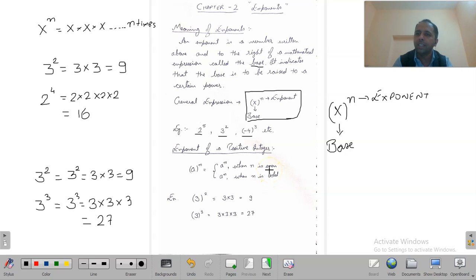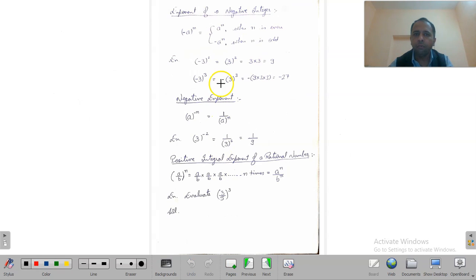Okay, so in both the cases the value will remain the same as a to the power n, right? Now in the case when the base value is a negative integer, what will happen? Let's see here, the exponent of a negative integer, so minus a to the power n. You can see here that the base value, which is minus a, because we have a negative sign, is a negative integer.